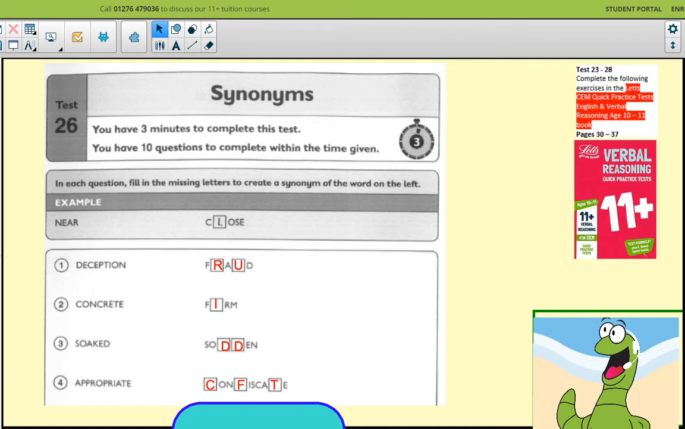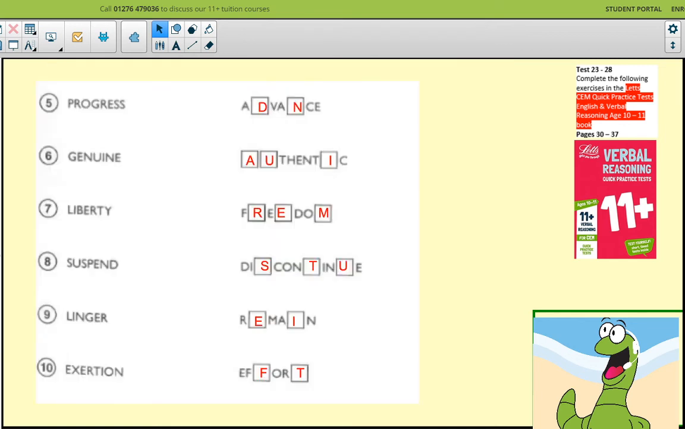Make progress, you advance in something. Genuine means true or authentic. Liberty is freedom.